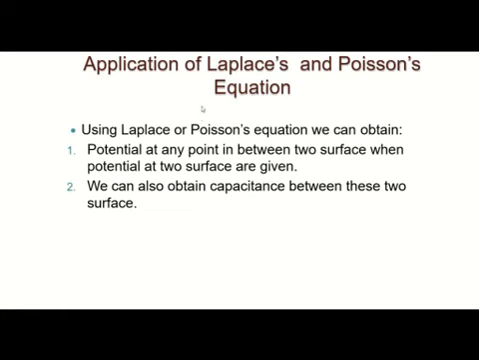So this is the application of Laplace and Poisson's equation. Potential at any point in between two surfaces, when potential at the two surfaces is given, we can obtain this one. And also we can obtain capacitance between these two surfaces. These are two applications of Laplace and Poisson's equation.